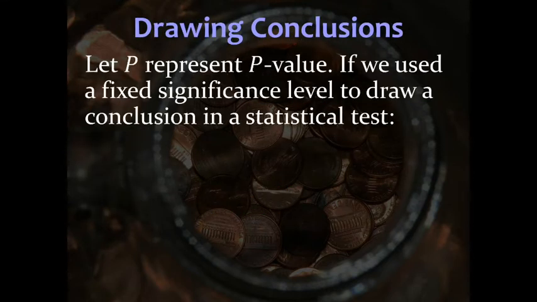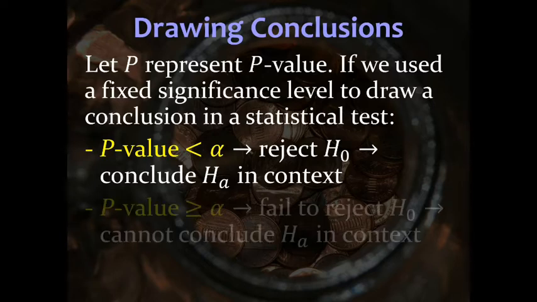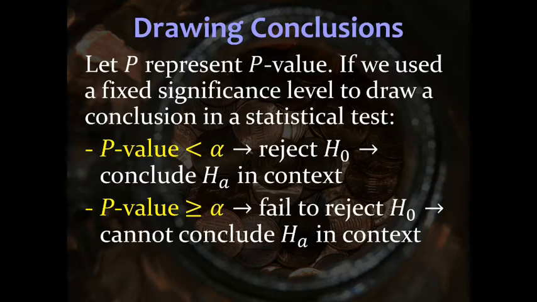So let's draw conclusions. We're going to let capital P represent our p-value. If we used a fixed significance level to draw a conclusion in a statistical test, if our p-value is less than alpha, we will reject the null and thus conclude that the alternative is true in context. So if the p-value is below alpha, you reject the null. There is strong evidence against the null and strong evidence to conclude that the alternative is true. If your p-value is greater than or equal to alpha, we will fail to reject the null, and we cannot conclude that the alternative is true.